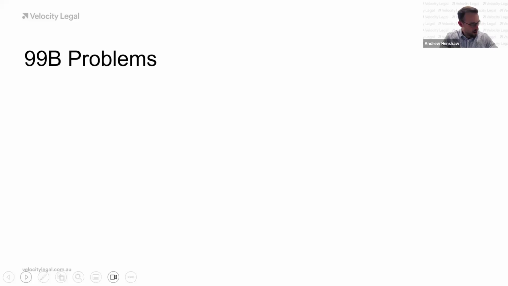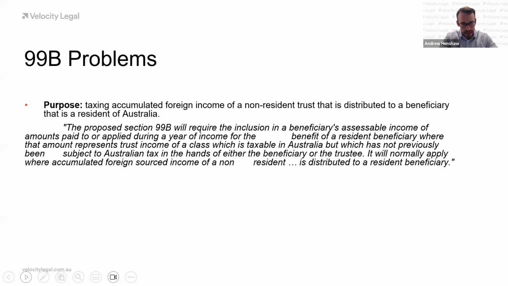So 99B, well, this provision was actually inserted at the same time as Section 100A. Its purpose was that there was a deficiency in the law at this point. What people could do is have a foreign trust that accumulates income over a number of years, and then distributes all the income to the Australian resident as a capital amount, and it's not taxed.